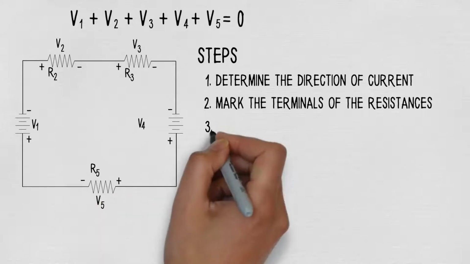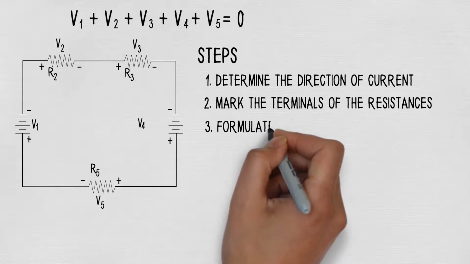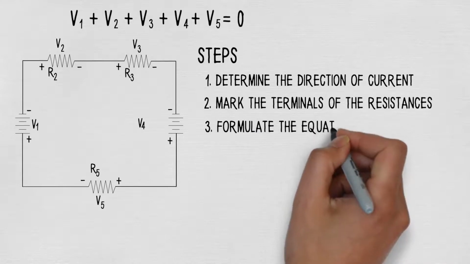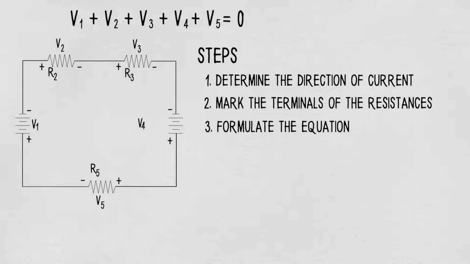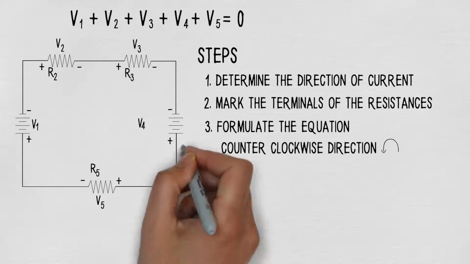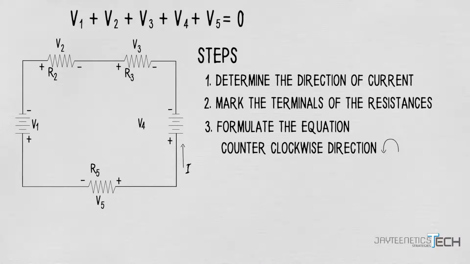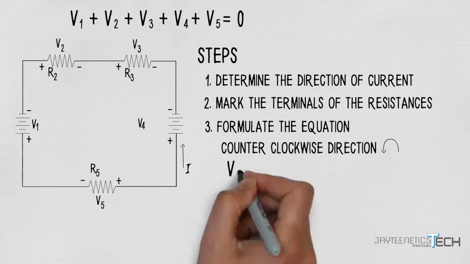Next step is formulating the equation. This step is very important because this will tell us whether the voltages that we are going to use in the equation is negative or positive. Here is the rule. If the current enters the positive terminal, then the voltage is positive. And if the current enters the negative terminal, then the voltage is negative. Let us start with V4. The current I enters the positive terminal of V4, which makes V4 positive.